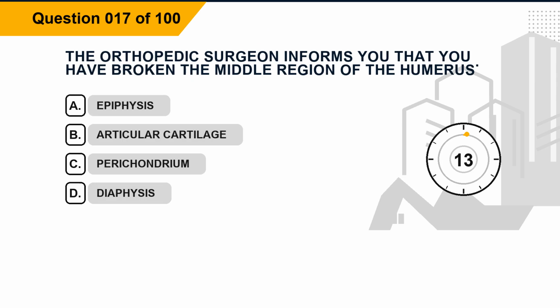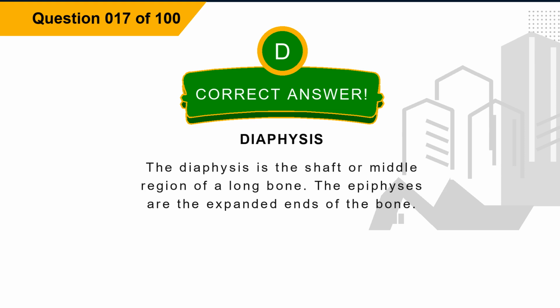Question 17. The orthopedic surgeon informs you that you have broken the middle region of the humerus. Option A, epiphysis. Option B, articular cartilage. Option C, perichondrium. Option D, diaphysis. The correct answer is option D, diaphysis.